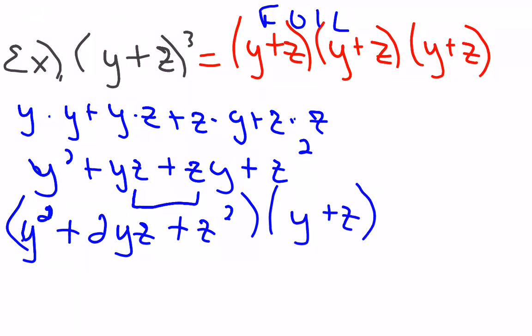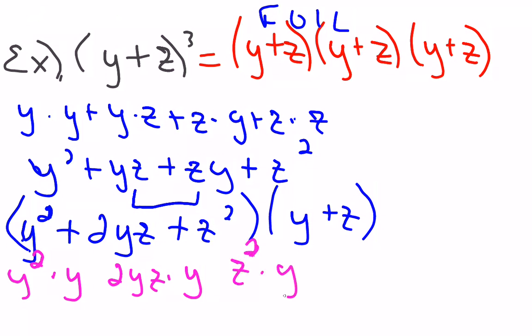And now we want to take this and multiply it by that last y plus z. So now we have to use what we did in the last one, where we distribute the y to everything and distribute the z to everything. All right, so we'll have a y squared times y, a 2yz times y, and a z squared times y, and then we will have a y squared times z, a 2yz times z, and a z squared times z.